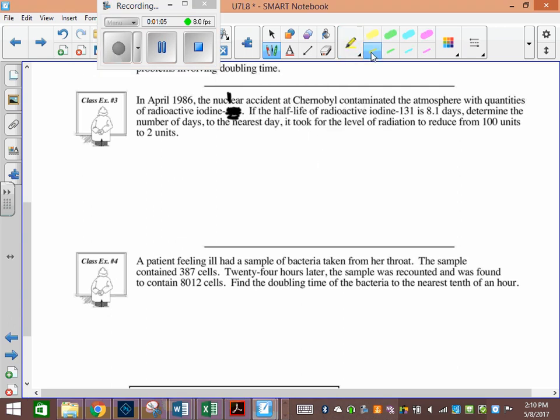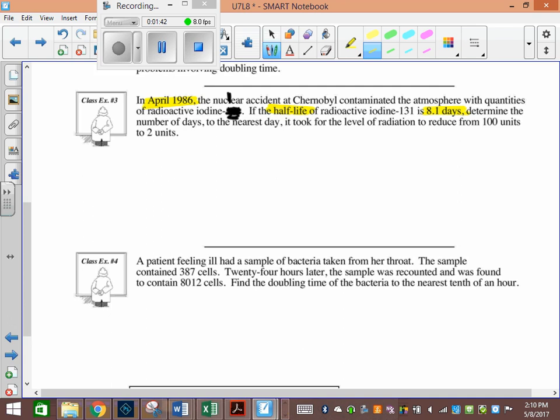So, it says in 1986. 1986 is important in the fact that if it asks me how many years later, you could tell me what year later or whatever if it does that. So it says if the half-life, so it has the word half-life in it. If it has the word half-life, doubling, or tripling time in it, we turn to that formula. It has a half-life of 8.1 days.